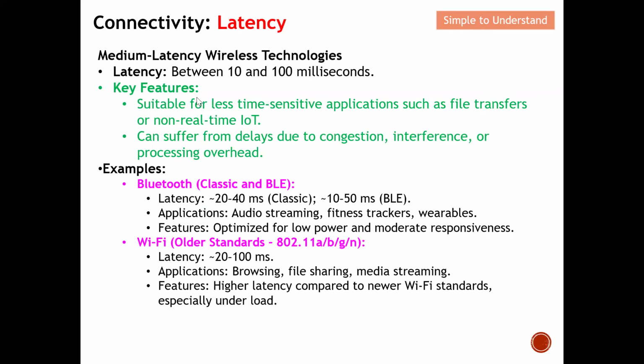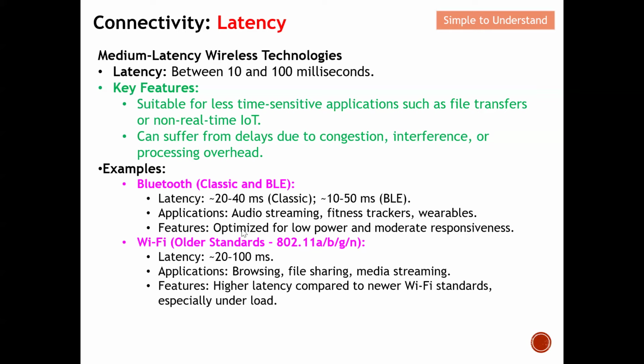Basically, technologies that fall under medium latency wireless technology can suffer from delay due to congestion, interference, or processing overhead. These are the key features for medium latency wireless technology. Some examples: again, two forms of Bluetooth, the classical one and also Bluetooth Low Energy, fall under this medium latency. The latency can be up to 40 milliseconds for the classical one. For Bluetooth Low Energy, the latency can be slightly more, which is 50 milliseconds. For the application, audio streaming is for the classical one. Fitness trackers will be from the BLE, same as wearables, which are from the BLE.